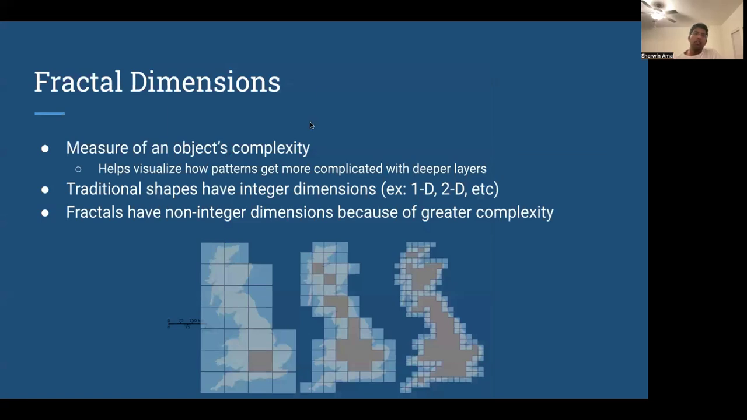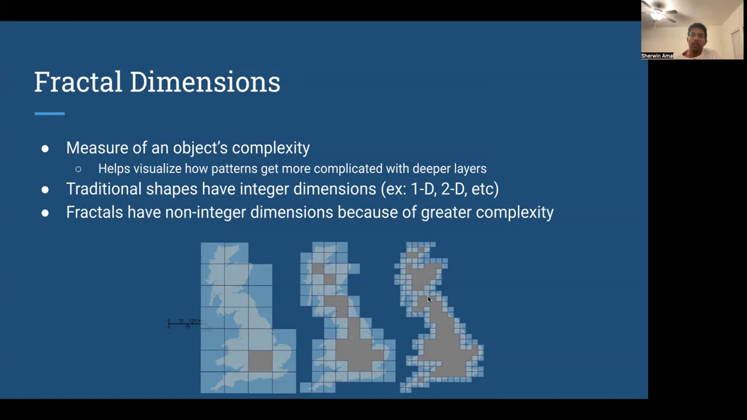When you're looking at a fractal's dimensions, it represents the object's complexity, and it also helps visualize how these patterns get more complicated in deeper layers. These fractal dimensions cannot just be described by integers. One dimensional would be a line, two dimensional would be a shape, and three dimensional would be an object like a cube or a prism or something of that nature. But fractals are a little bit more complicated, because they have non-integer dimensions that you have to calculate.